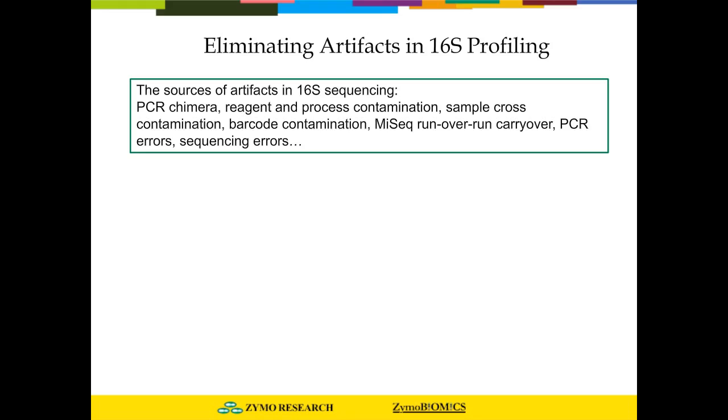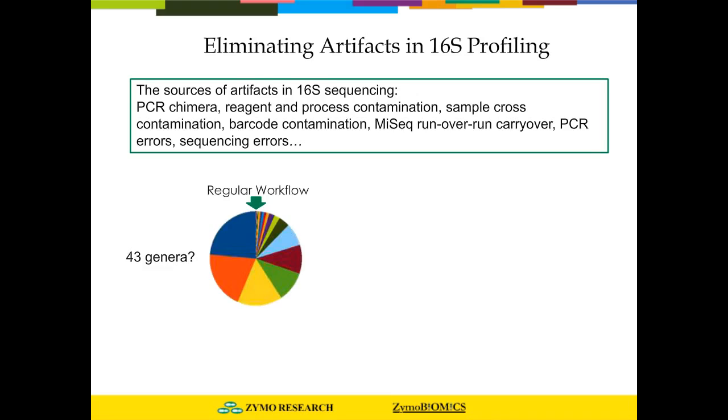The defined composition and the extremely low impurity level of the ZymoBIOMICS standard allow us to assess the artifacts in 16S sequencing thoroughly. This pie chart shows the microbial composition of the ZymoBIOMICS standard when sequenced and analyzed using a regular workflow in which no measures were in place to control these artifacts. As a result, as many as 43 bacterial genera are identified, while the standard should only have 8 bacterial genera.